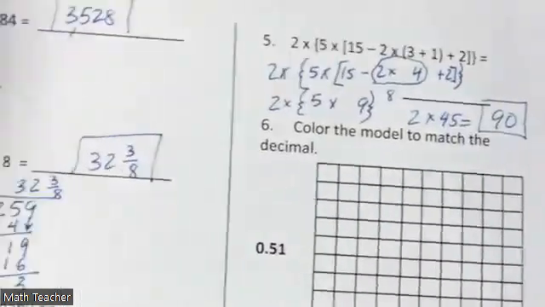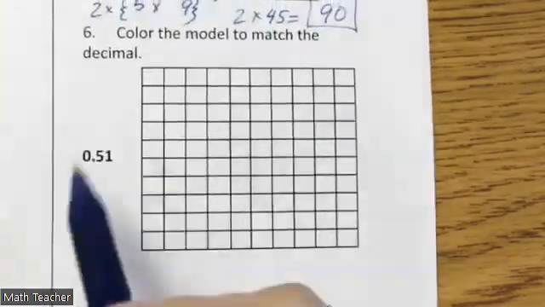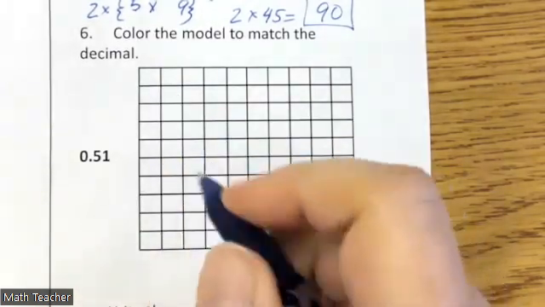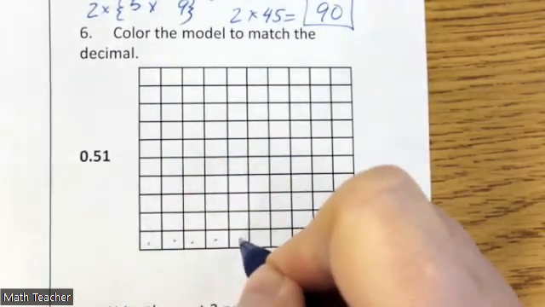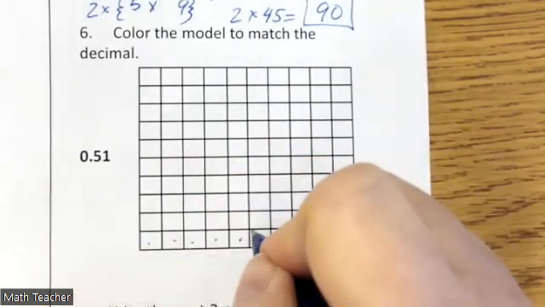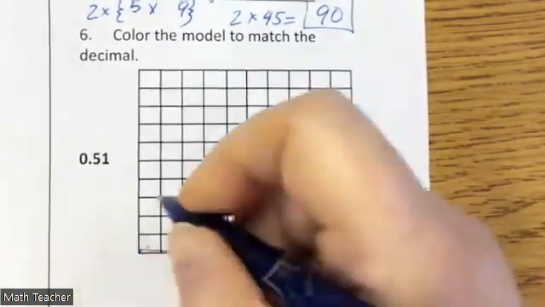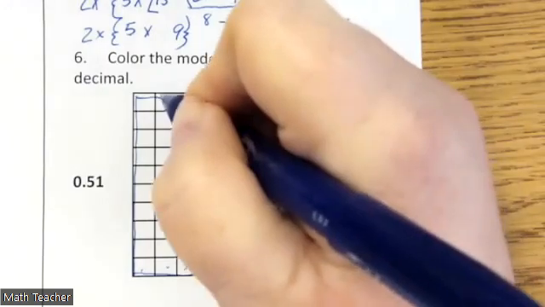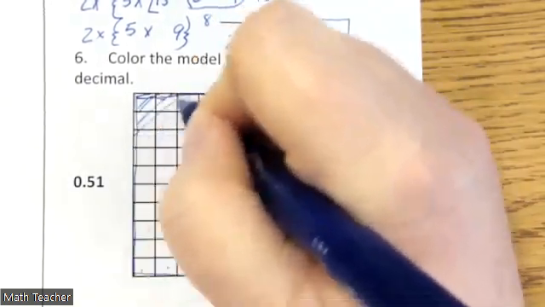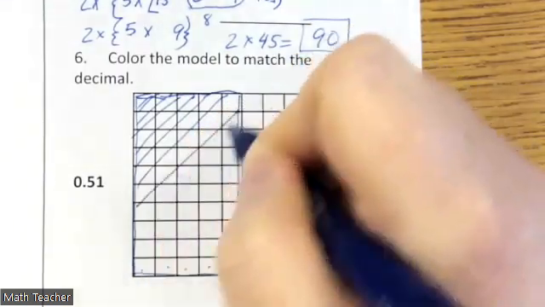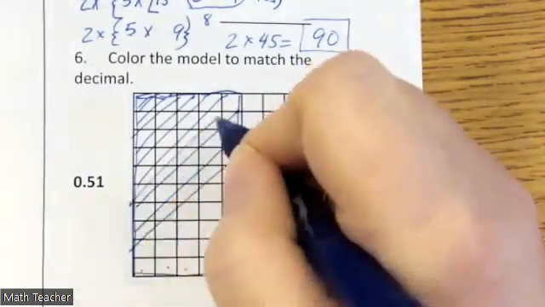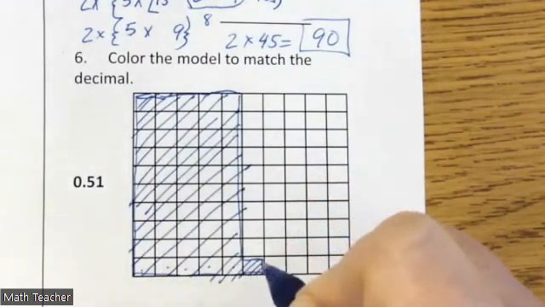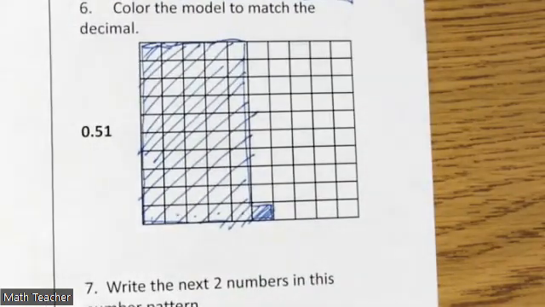Number 6, color the model to match the decimal. We have 51 hundredths. So we need to shade in 5 tenths and 1 hundredth. So 5 tenths will be 5 columns, 1, 2, 3, 4, 5. And then 1 hundredth will be just this 1 square. So we'll shade in 5 entire columns and then 1 square. Okay, so that gives us 51 hundredths.